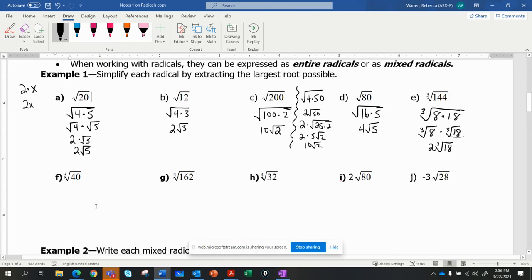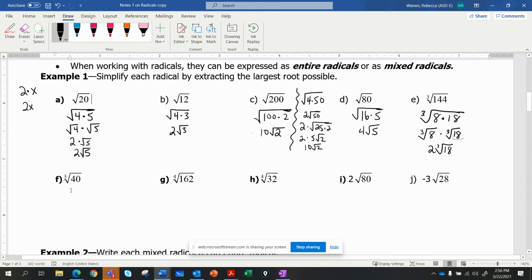Alrighty, I forgot to erase those ones. 40. Again, you're only interested in your cube root, so you do 40 divided by 8. Oh, that's 8 times 5. So cube root 8 times 5, cube root of 8 is 2, and then there is a cube root 5 that I cannot simplify anymore, so that means my answer is 2 cube root 5.